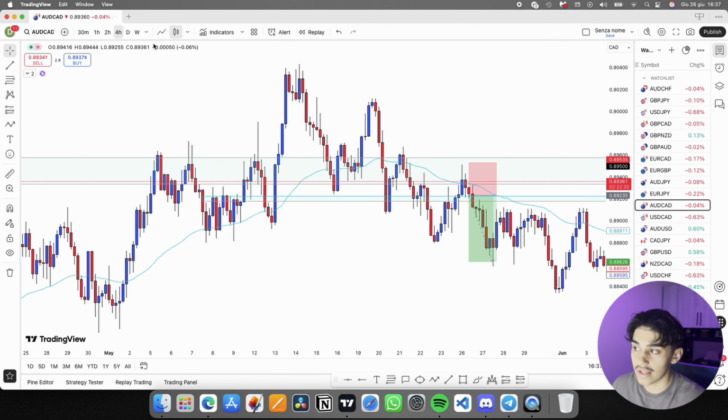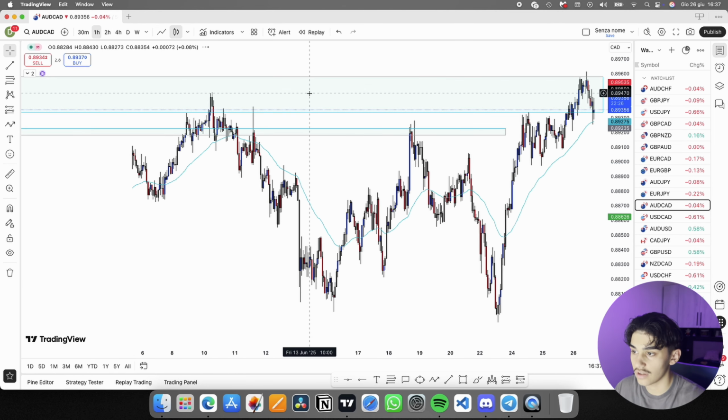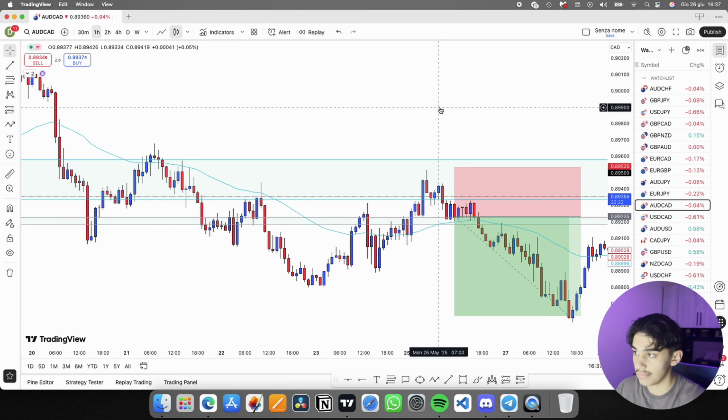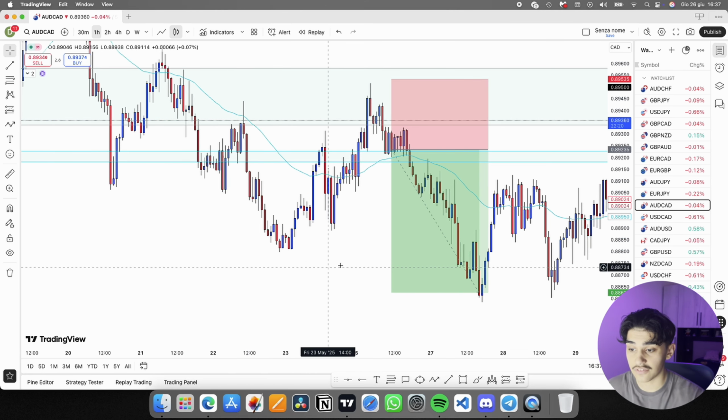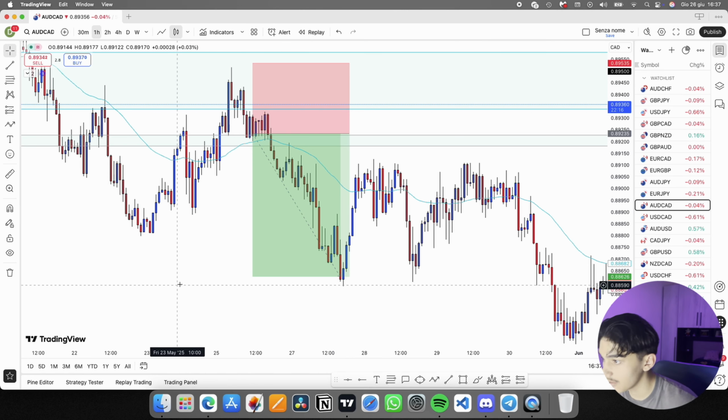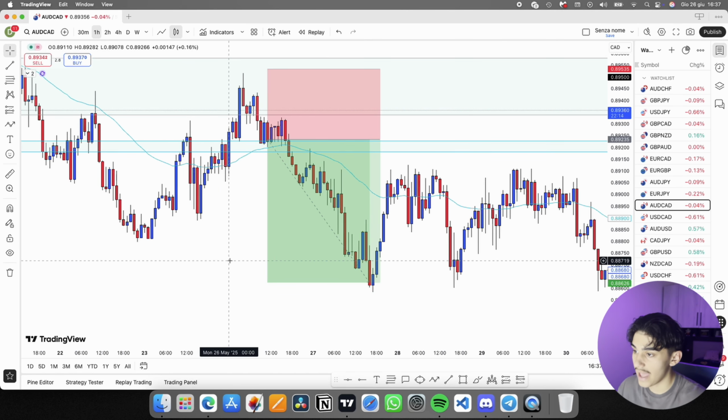I simply went to my lower time frames. My favorite lower time frames are the 1 hour time frame and the 30 minutes time frame, and these are the time frames that I choose for looking for my entry signal. So here, what was my entry signal?